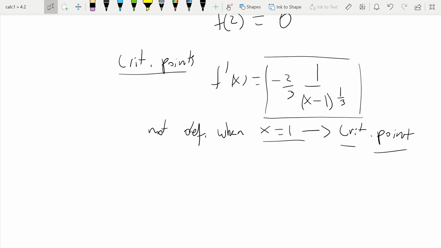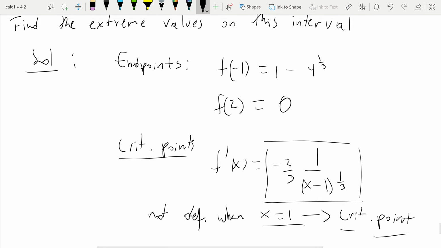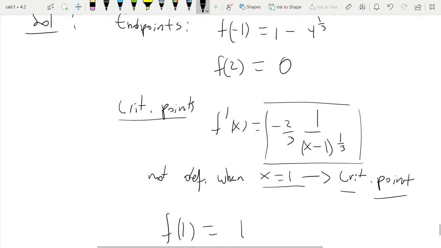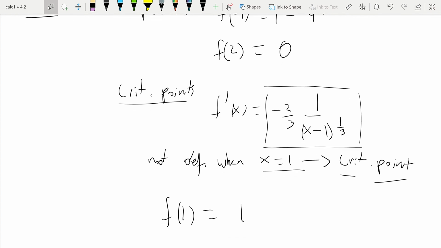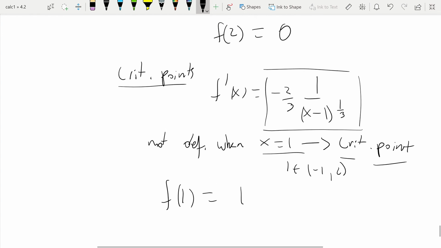Okay, so the only critical point is the only point at which f prime is not defined, where f is not differentiable. So we need to record that, and that's f at 1, and f at 1 is 1 minus 0 to the 2/3, so this is 1. Okay, so we have three values here. We have f at -1, f at 1, and f at 2. The critical point 1 is in between -1 and 2, so it belongs, it's one of the candidates we have for the extreme value.